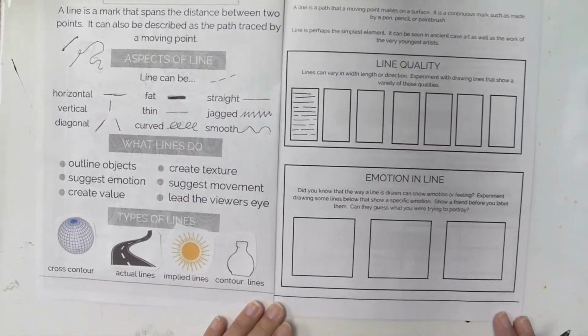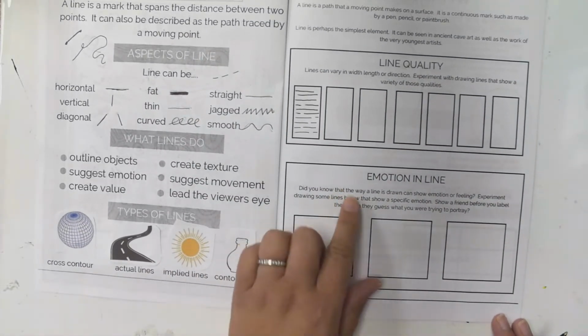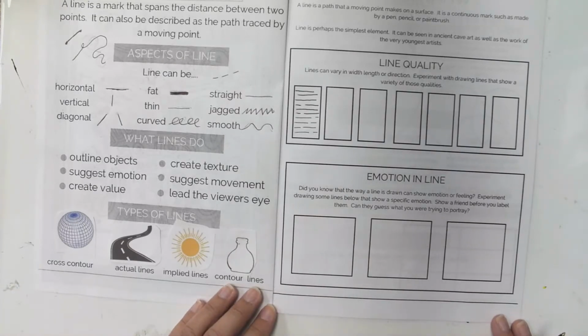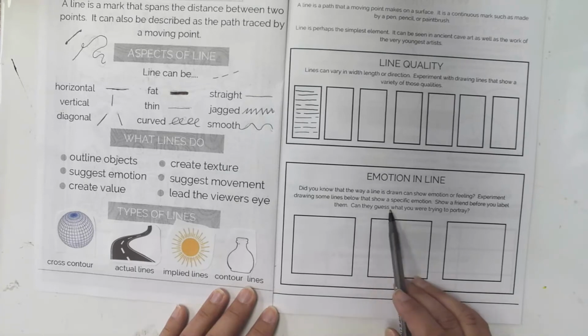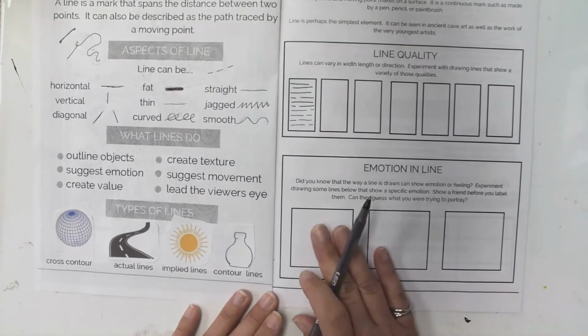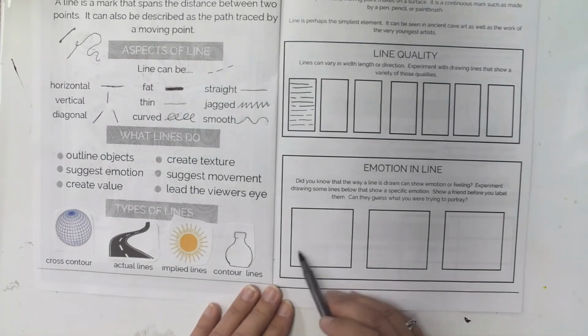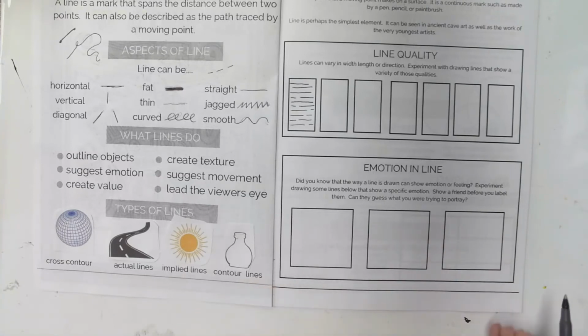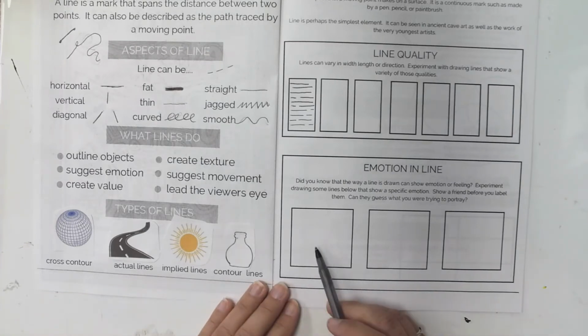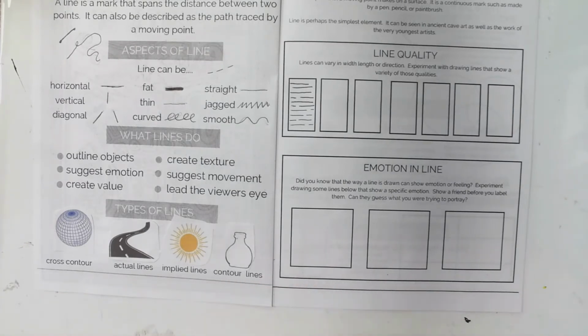Next. Says, do you know the way a line is drawn can show emotion or feeling? Experiment drawing some lines below that show specific emotion. Show a friend before you label them, okay? Can they guess what you're trying to portray? So what I want you to do is think of different emotions, okay? It can be happy, sad, excited, kind of like mellow. See if you can create some kind of line in each one and see if your friend next to you, okay, even if they're not your friend, it's okay, the person next to you can guess. After you're done, please write the emotion underneath.